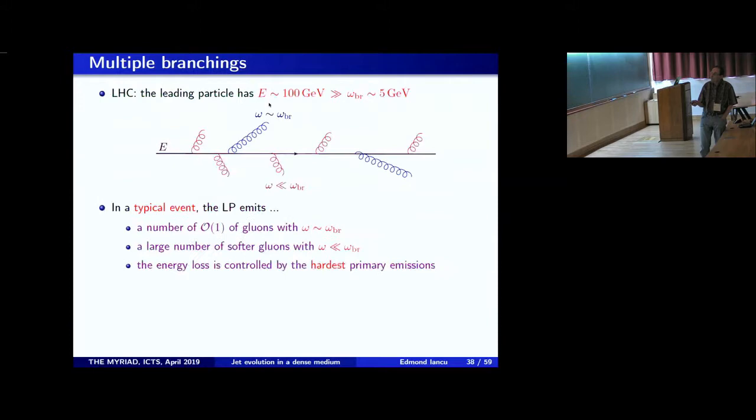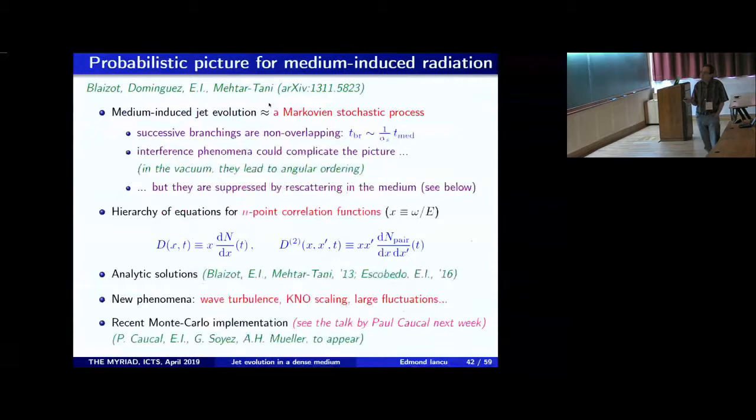And moreover, there are no interference phenomena, which could complicate the picture. Yesterday I was speaking about angular ordering in the vacuum. In general, color coherence is important, but for the case of the medium-induced radiation, color coherence is washed out by the scattering of the medium, I'll show you in a moment.